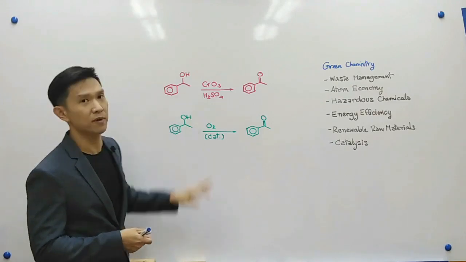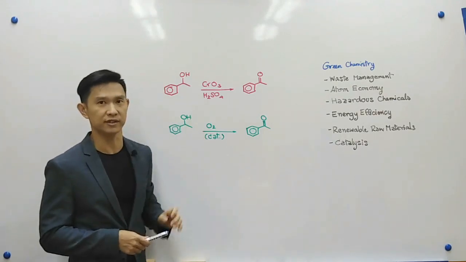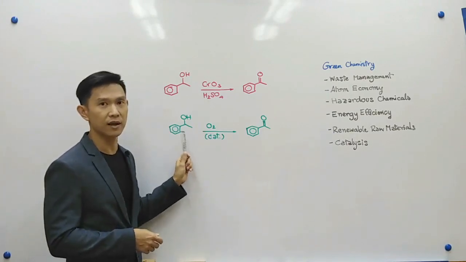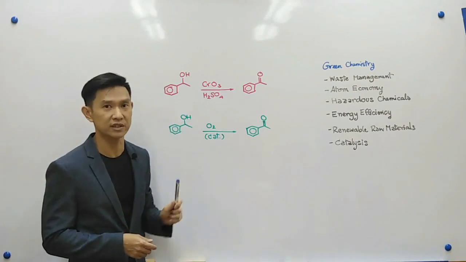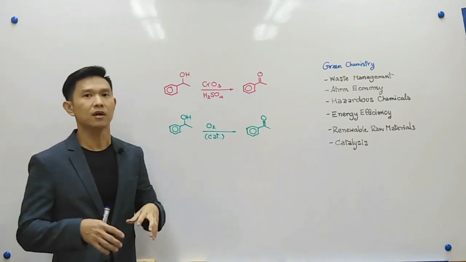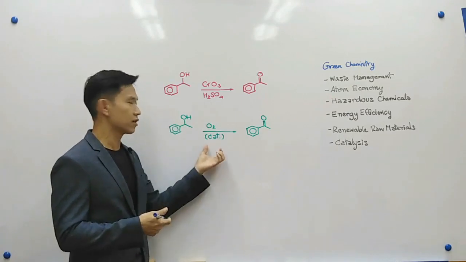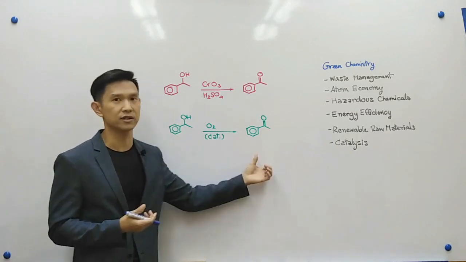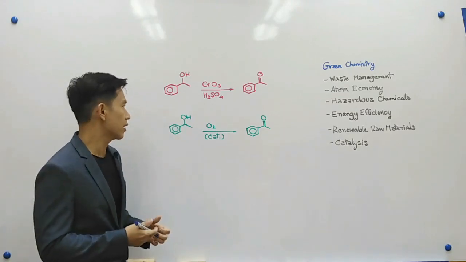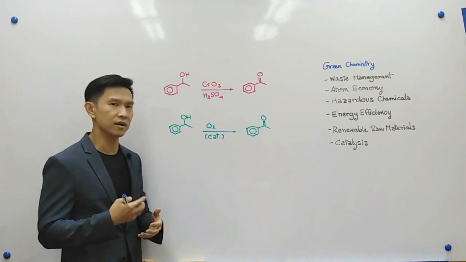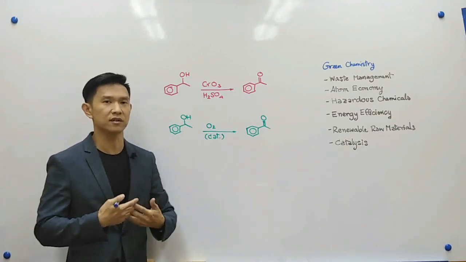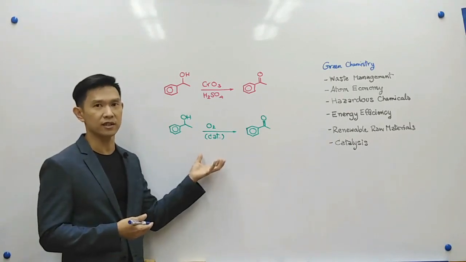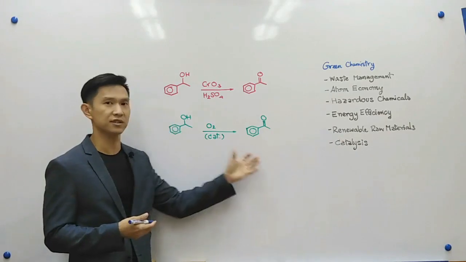But if you change the process from the conventional method to a greener version, instead of using chromium oxide, we're going to use oxygen gas instead. But oxygen gas cannot directly oxidize your alcohol to ketone very easily. So what you have to do is develop a catalyst. If you have a proper catalyst, you can make this happen. In the chemistry world, the duty of the chemist is to develop a new catalyst in order to make this thing happen.